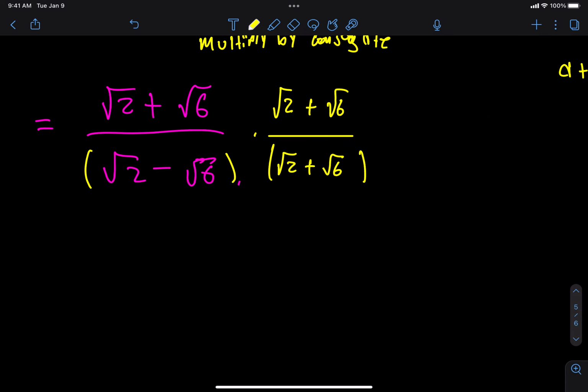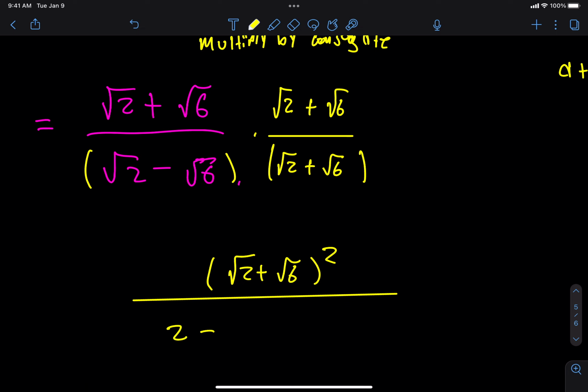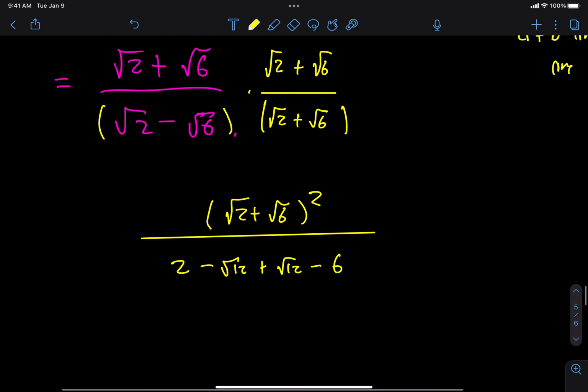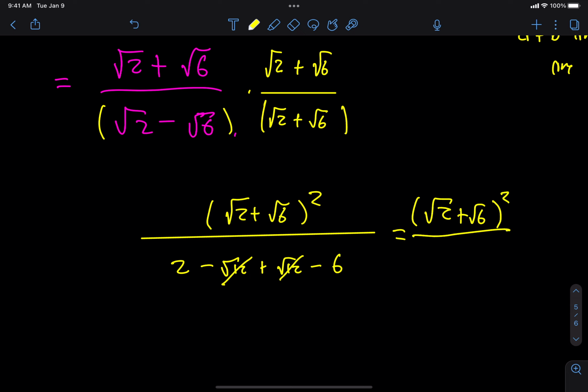Now let's see what happens on the top. We're going to get root 2 plus root 6 squared. We'll do that later. On the bottom, what am I going to get when I FOIL? I will get 2 minus root 12 plus root 12, and then minus 6. Okay, so notice, by virtue of having a plus here and a minus here, the middle terms cancel out. So these ones cancel, and I'm left with just root 2 plus root 6 squared on the top, and on the bottom I have just negative 4.